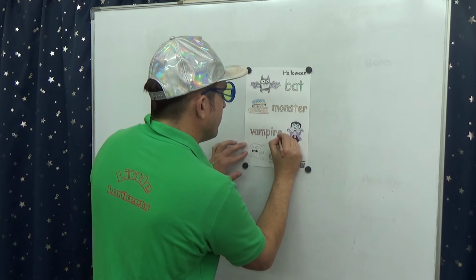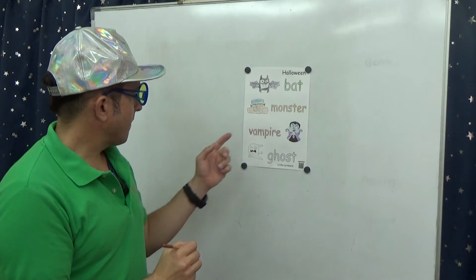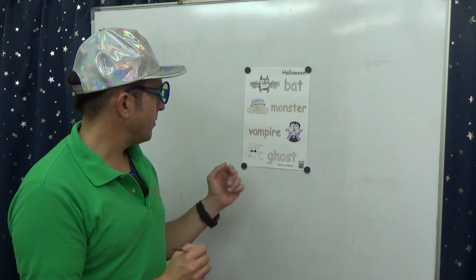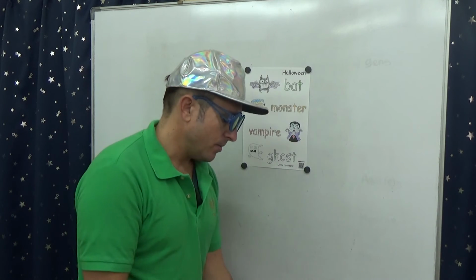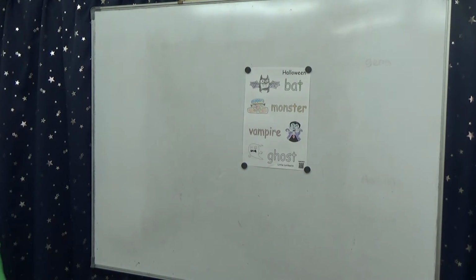Mr. Stoker's version. It's a good one. Keanu Reeves. All right, so we've got vampire. Vampire, the word. Okay? Now, last but not least, what are we going to color in? Can you see it? Can you see it?